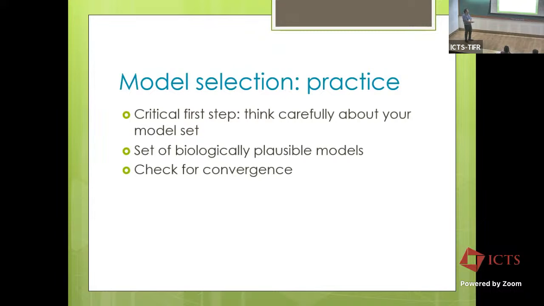Check for convergence. Convergence is when sometimes you'll have a model where you'll get absurdly large estimates, like the slope estimate will be minus 20,000 something or whatever. Those don't make sense. The model has not converged. And what do I mean by not converged?